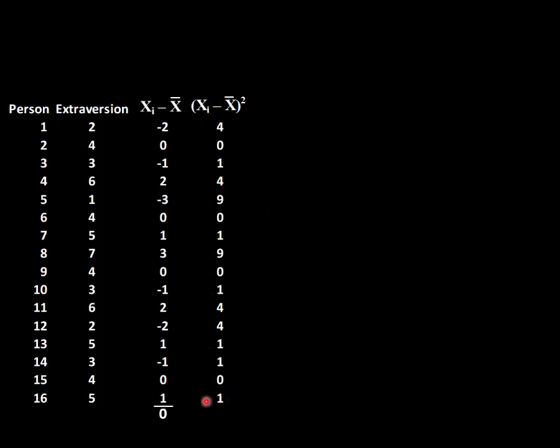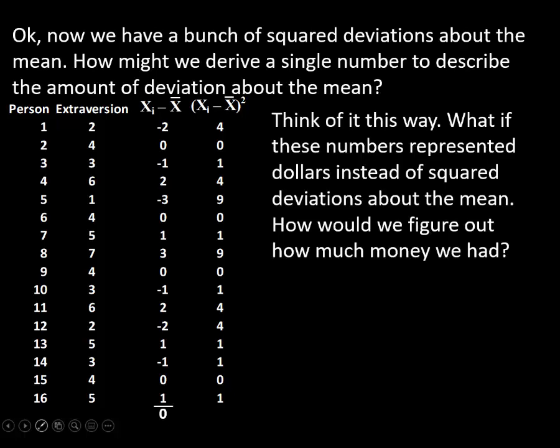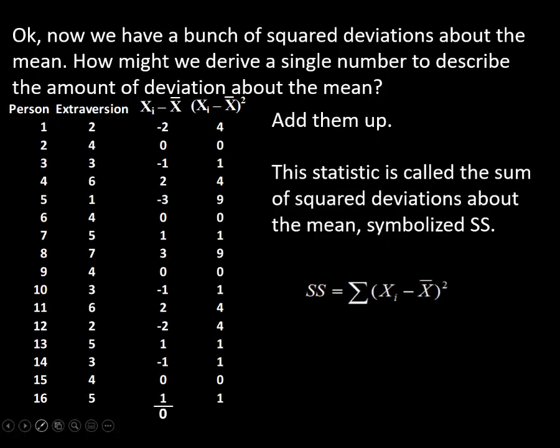And now, for just a second, forget about what these numbers are and where they came from. One way that I can summarize all these numbers is to add them all up to find out how much of this stuff I have. The stuff in this case is squared deviation about the mean. I can just add it all up. So how might we derive a single number to describe this? How would we figure out how much money we had? Just add them all up. And so that's exactly what we do.